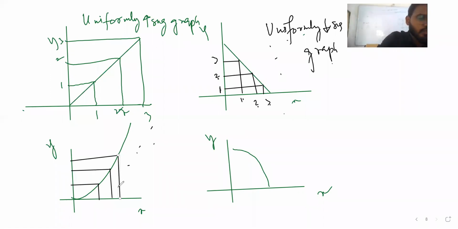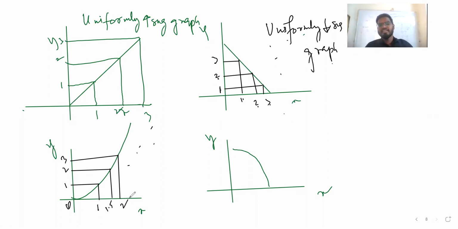Now the problem is, this is 1, this is 2, this is 3, this is 0, this is 1. Now there is a gap. Now it is not uniform. See, we can say this is 1.5 and this is 2. Yes, it is increasing. Both are increasing, x is also increasing, y is also increasing, but it is not increasing uniformly. It is a non-uniformly increasing graph.